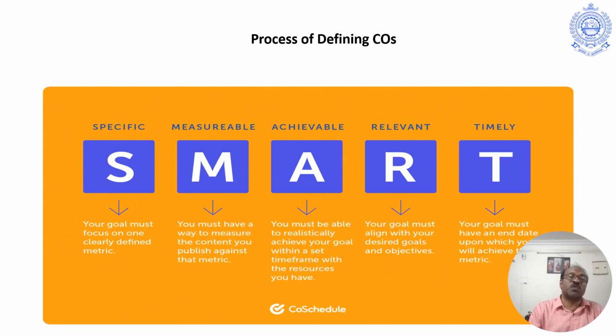Specific: your goals must focus on one clear, defined metric. That is very important. You must have a way to measure the content you publish against that metric. Achievable: you must be able to realistically achieve your goal within a set time frame with the resources you have. Relevant: your goal must align with your desired goals and objectives. Finally, time-bound: your goal must have an end date by which you will achieve the metric.